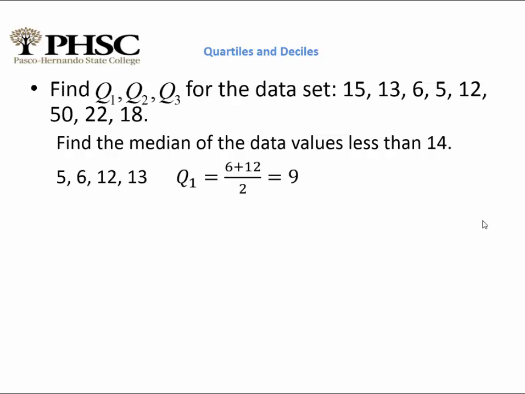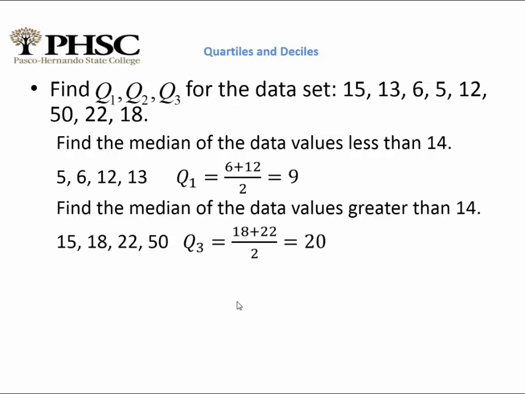Again, our Q2, our median, was 14. Now we do the same thing for our Q3. If you remember, we arranged them, so now the upper half is 15, 18, 22, and 50. We find the median of that half of the data set. So Q1 is 9, Q2, the median, is 14, and Q3 is 20.